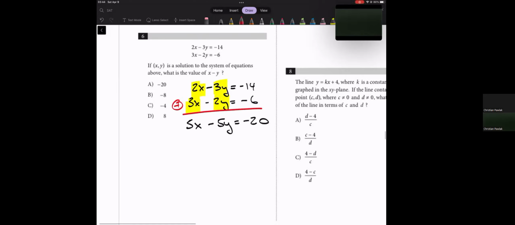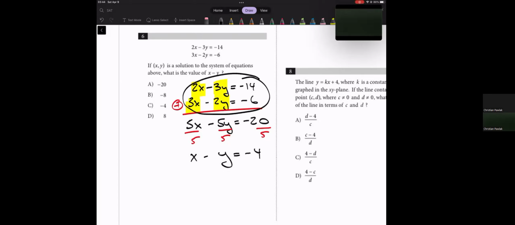So what does that result in? I have to divide everything by 5. Because if I do that, what am I left with? x minus y equals -4. You can see they didn't actually care about me solving all the way. I can do that, but there's no intention to do that because there is a faster way. If you look at the problem as a whole, then you know what the correct answer is.